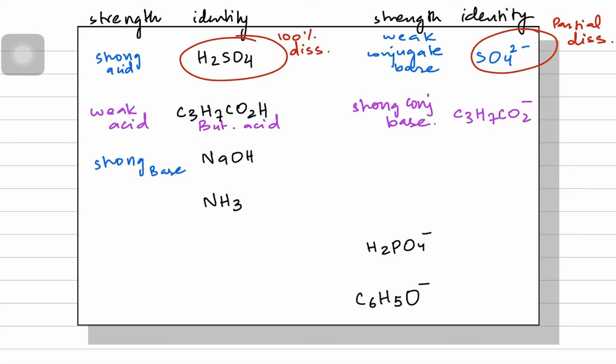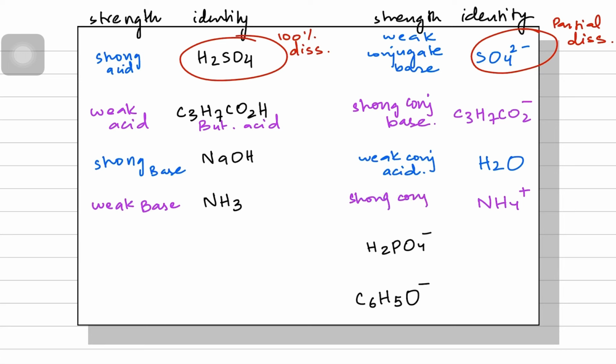Like sodium hydroxide is a strong base, and when it accepts a proton you get water. So water should be weak, but it should be a conjugate acid. So a strong base will give you a weak conjugate acid. It's exactly opposite. Ammonia is a weak base, so when it accepts a proton, ammonium ion is made. Ammonium ion should be strong and it should be a conjugate acid.